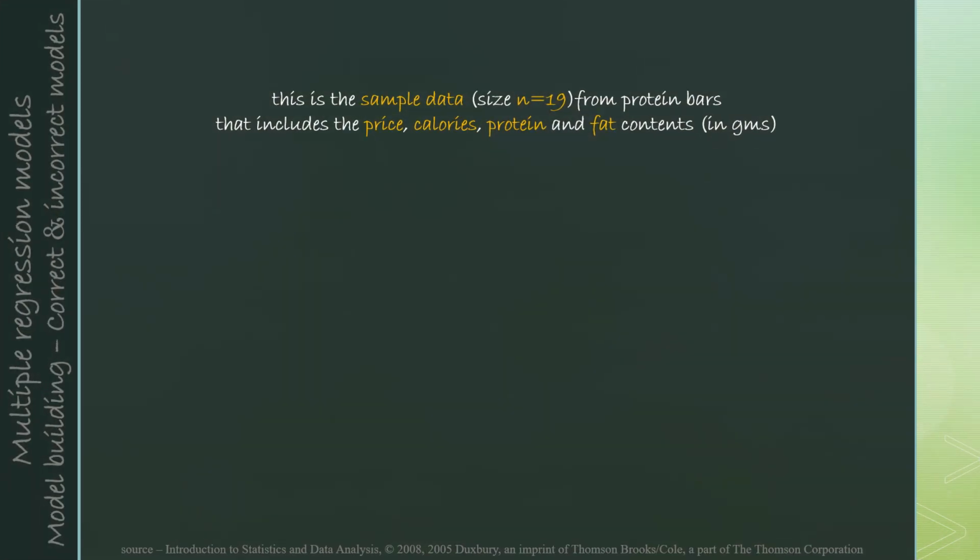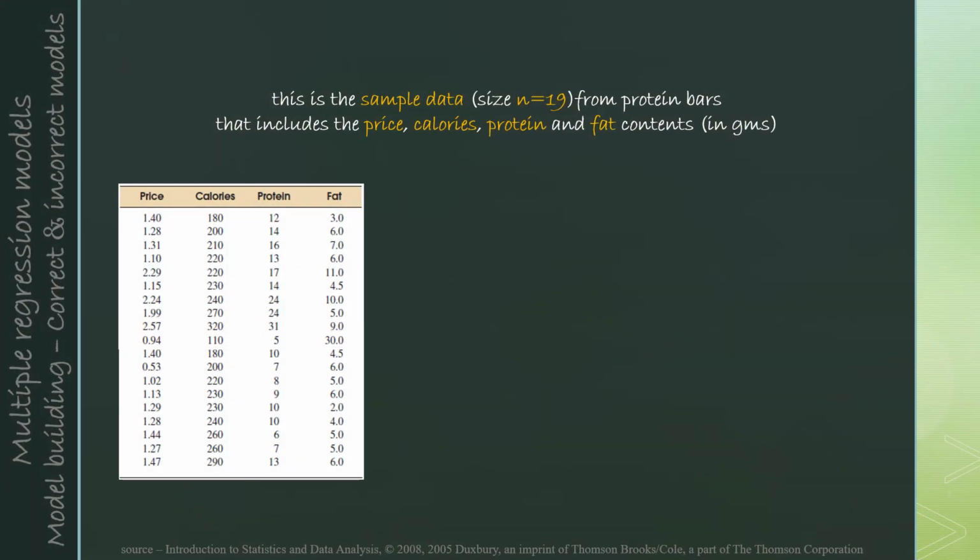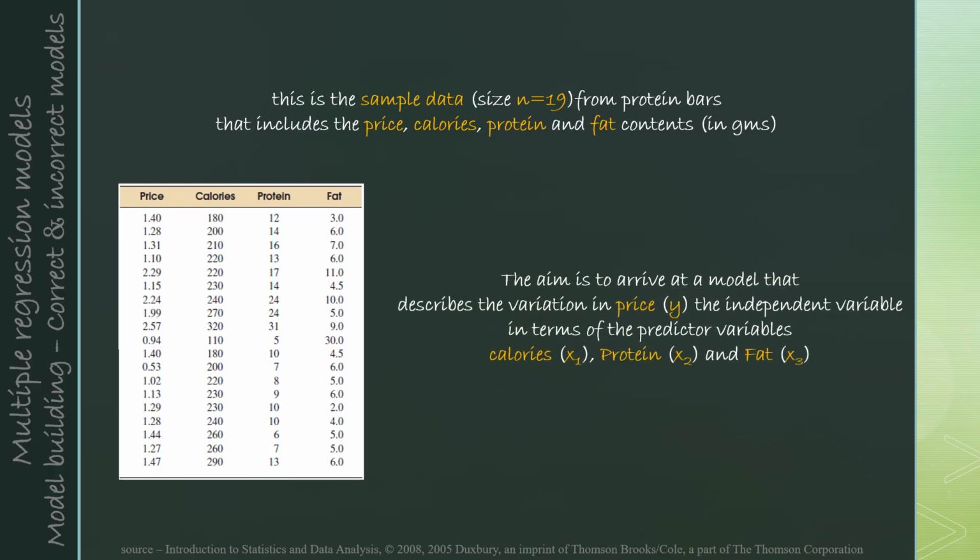Here is another example. This is the sample data of size n equals 19 from protein bars that include the price, calories, protein and fat contents in grams. The aim is to arrive at a model that describes the variation in price y, the independent variable, in terms of the predictor variables calories x1, protein x2 and fat x3.